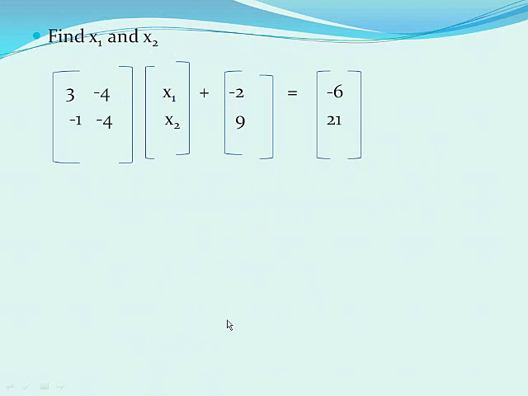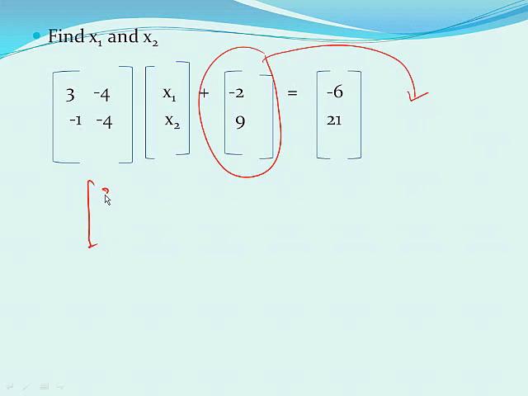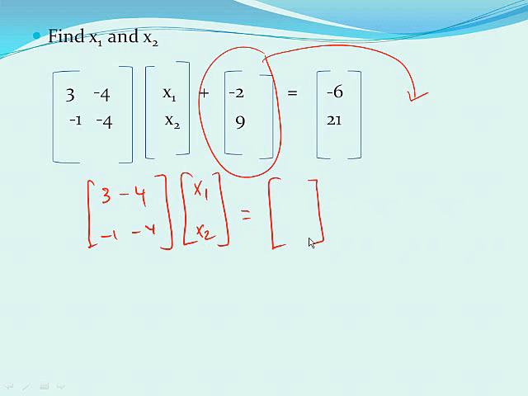So this will be another example. We have a matrix equation, but before we can use the calculator, I need to subtract this matrix from the right hand side. So let me rewrite this. Matrix [3, -4; -1, -4] multiplied with matrix [x1, x2] will be the matrix. Remember how we subtract matrices? We need to subtract the corresponding entries. So this will be negative 6 minus 2, so it will be 8. 21 minus 9, that will be 12.